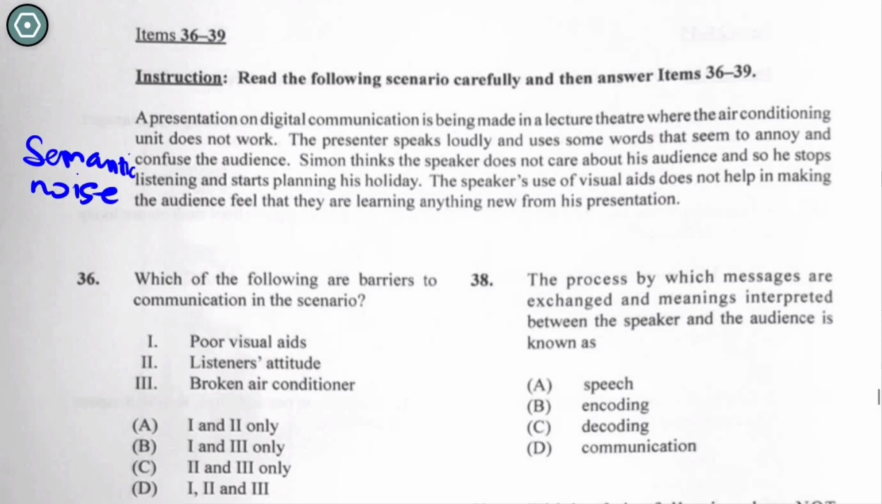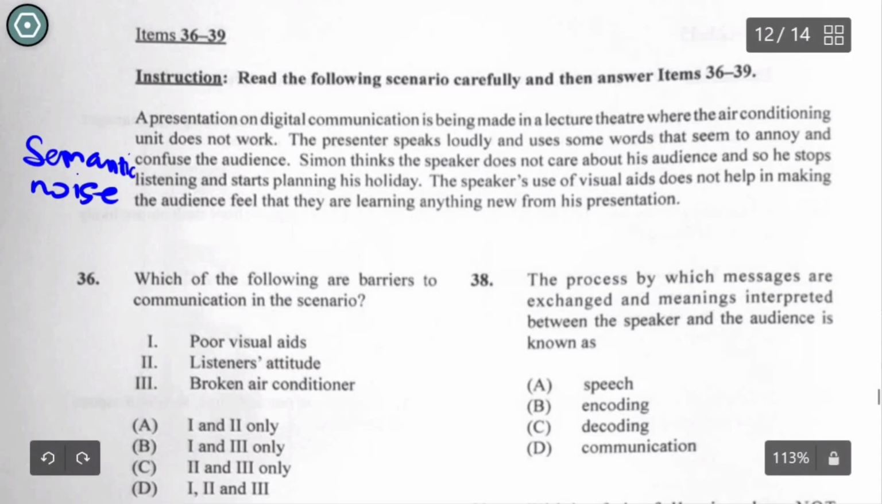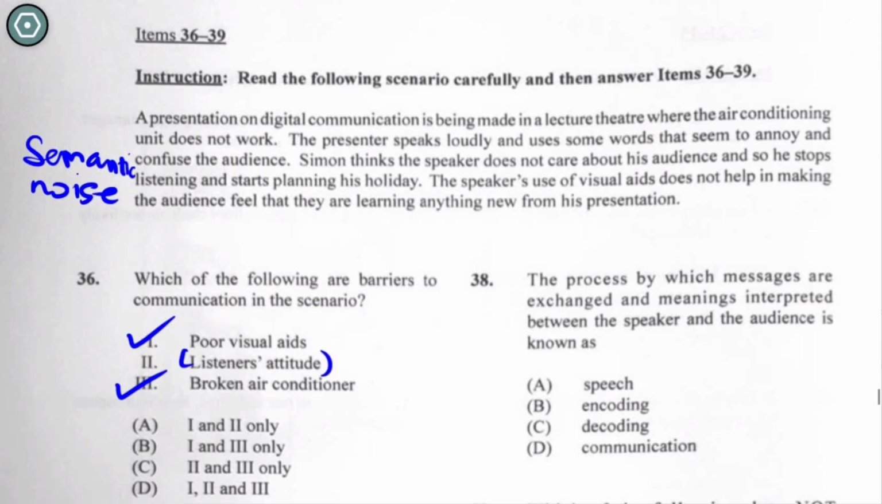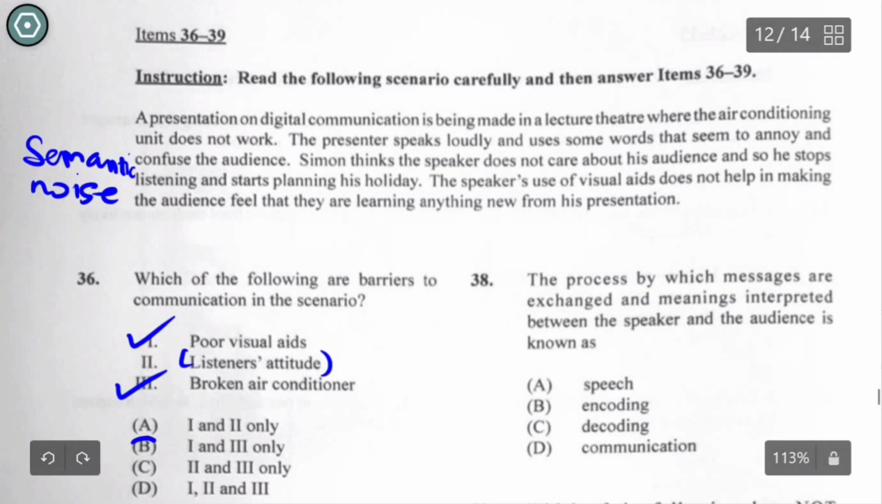36, which of the following are barriers to communication in the scenario? Poor visual aids, listeners' attitude, or broken air conditioner. Alright, so poor visual aid and the broken air conditioner. Listeners' attitude isn't the barrier to communication. The barriers to the communication are what are causing the listeners' poor attitude. So 1 and 3.